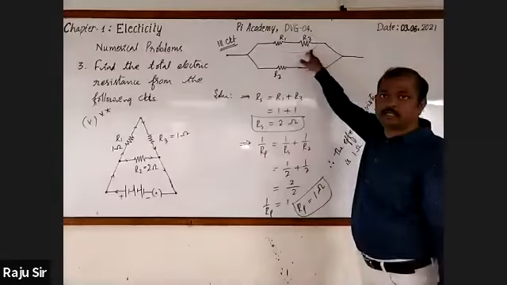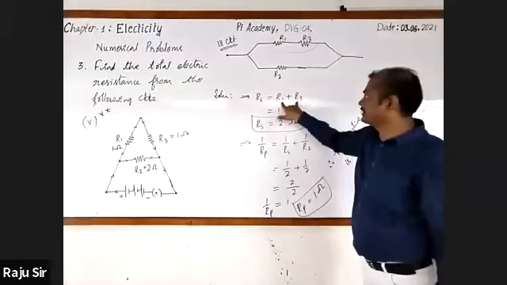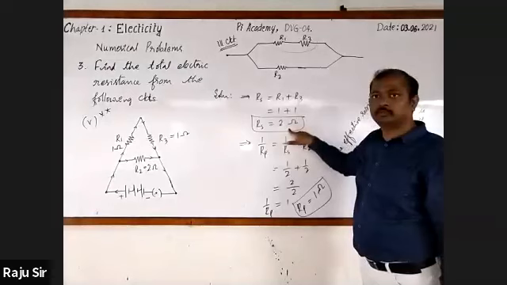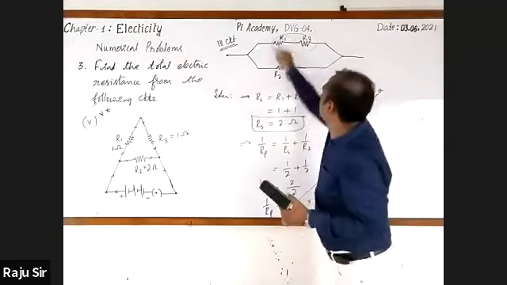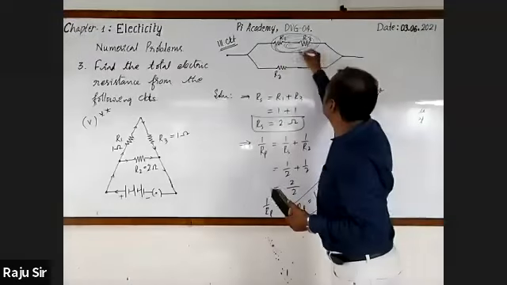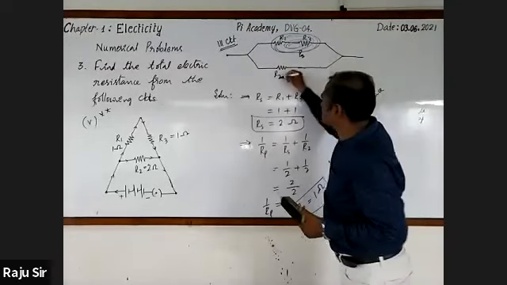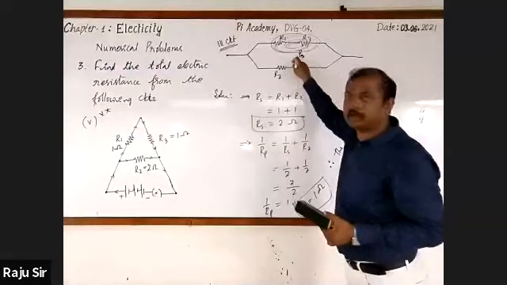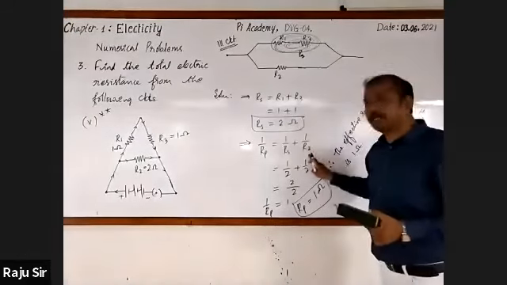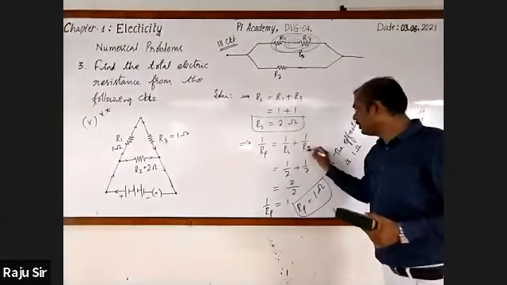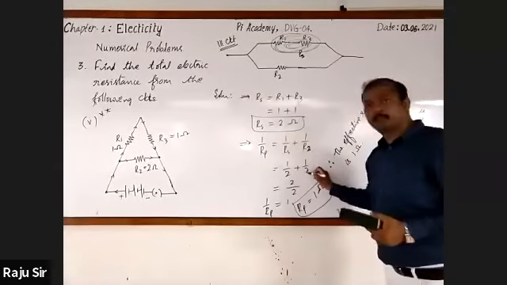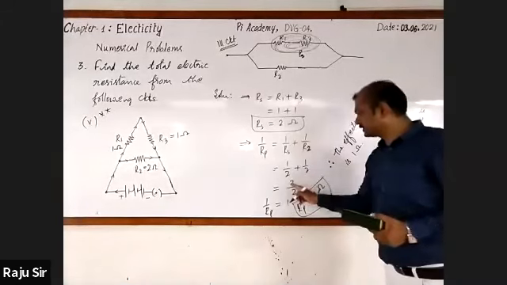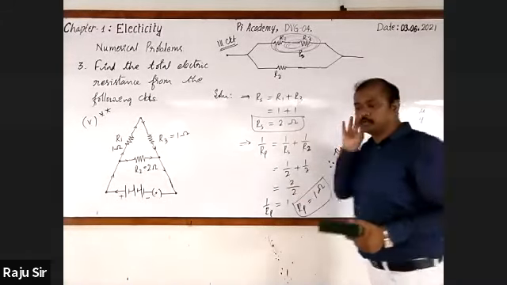R1 and R3, these two are in series. So R1 plus R3, 1 plus 1, 2. Then this whole combination is taken as RS. This RS and R2, these two are in parallel. So 1 by RS plus 1 by R2. 1 by RS is 2 ohm, R2 is 2 ohm. Then taking LCM, you get 2 by 2, it is 1.